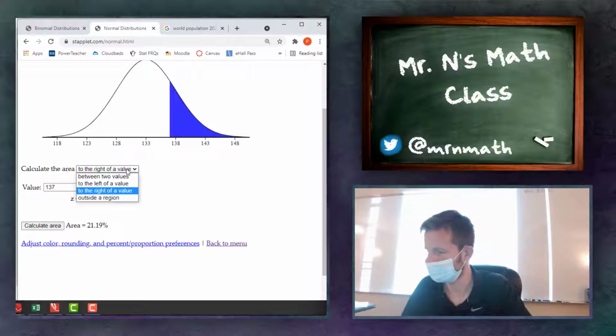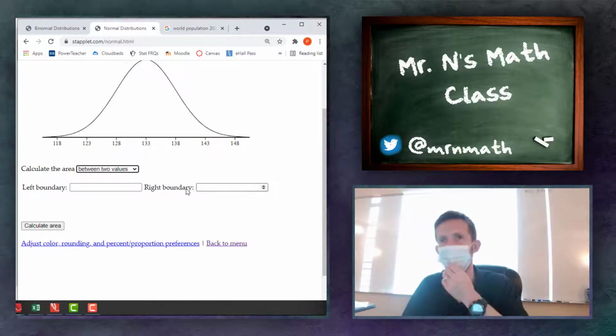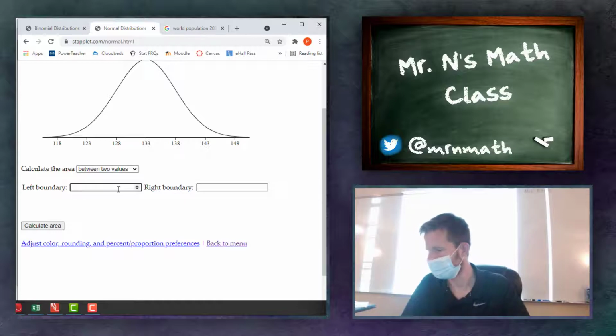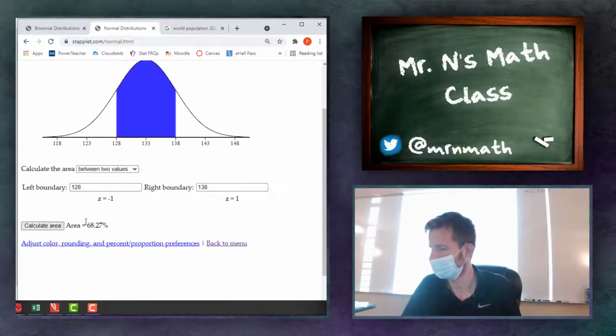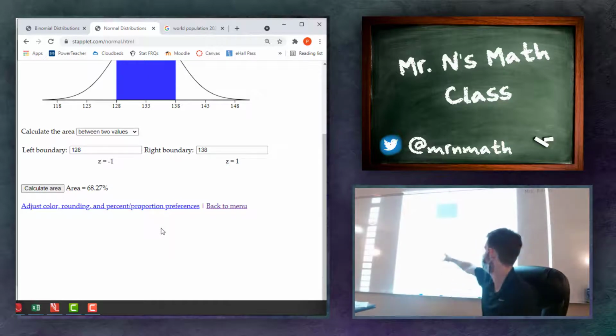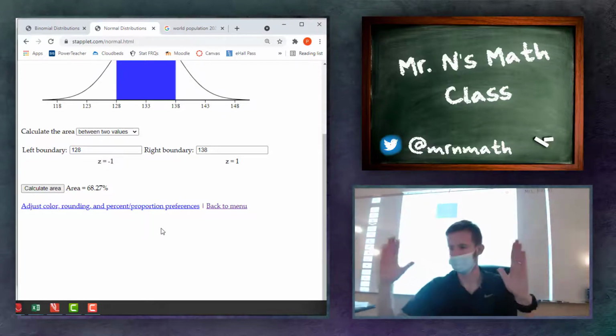Just so that you know how to navigate this, let's do between two values. By the way, if I do between 128 and 138, what do you expect to get? 68%, right? So 68.27%, because it's within one standard deviation of the mean.